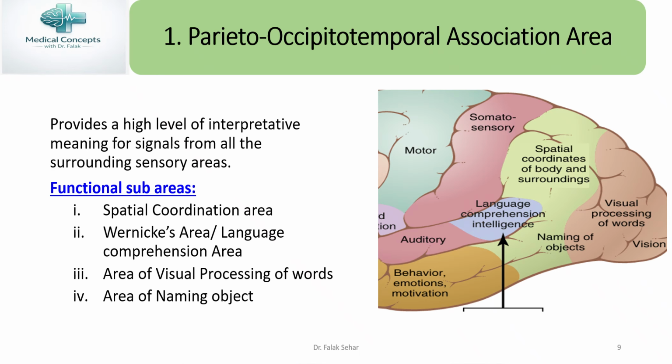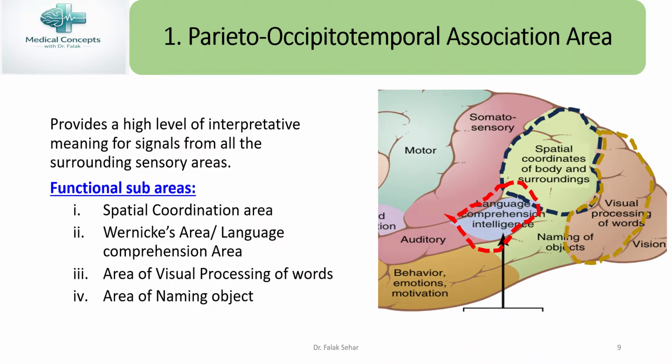Now this is the first and major association area, and it shows the parieto-occipito-temporal association area. This area is responsible for integrating information from different sensory regions and giving it a meaning. It has several important sub-areas. Again, remember the parieto-occipito-temporal association area is functionally divided into further sub-areas. The first is the spatial coordination area that helps us to understand our position with respect to surroundings. Second, Wernicke's area, it is involved in language comprehension.